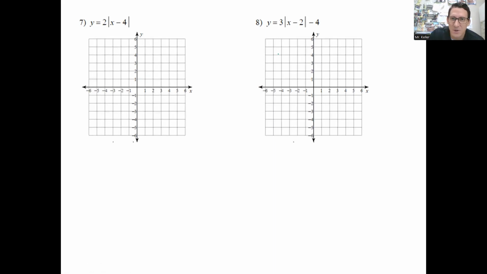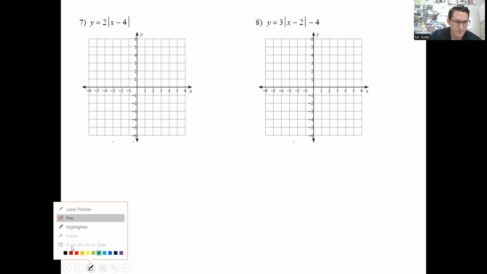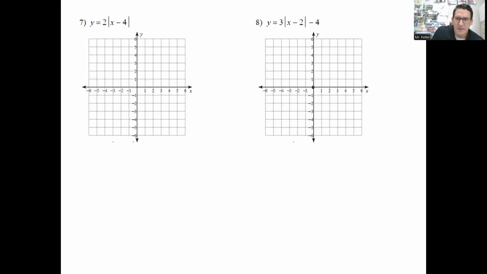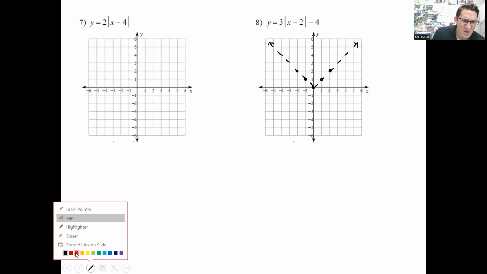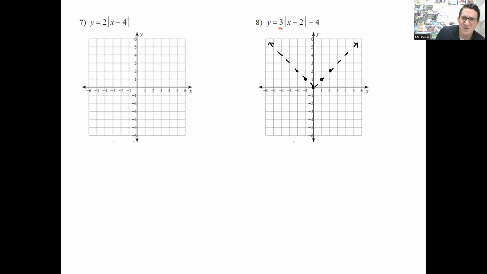It doesn't really matter. We'll just go ahead and do number 8 because there's more going on with that one. So again, this one's going to be helpful to put in the parent function. And actually, with the stretch, the parent function isn't as necessary. So what's going on? What we did yesterday with the stretch, so this 3 is a stretch by a factor of 3.